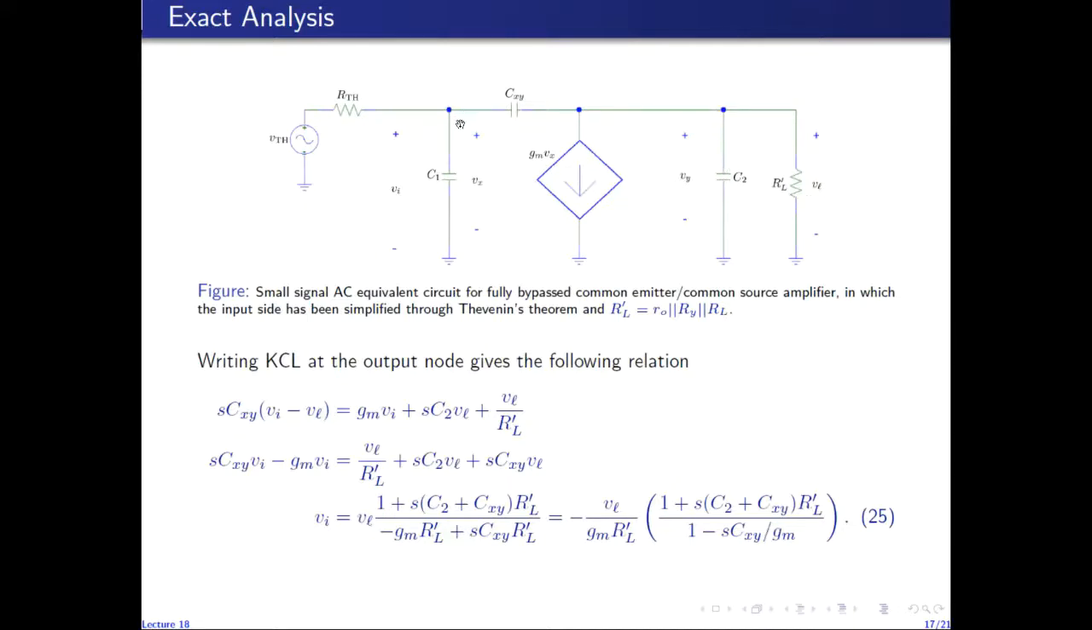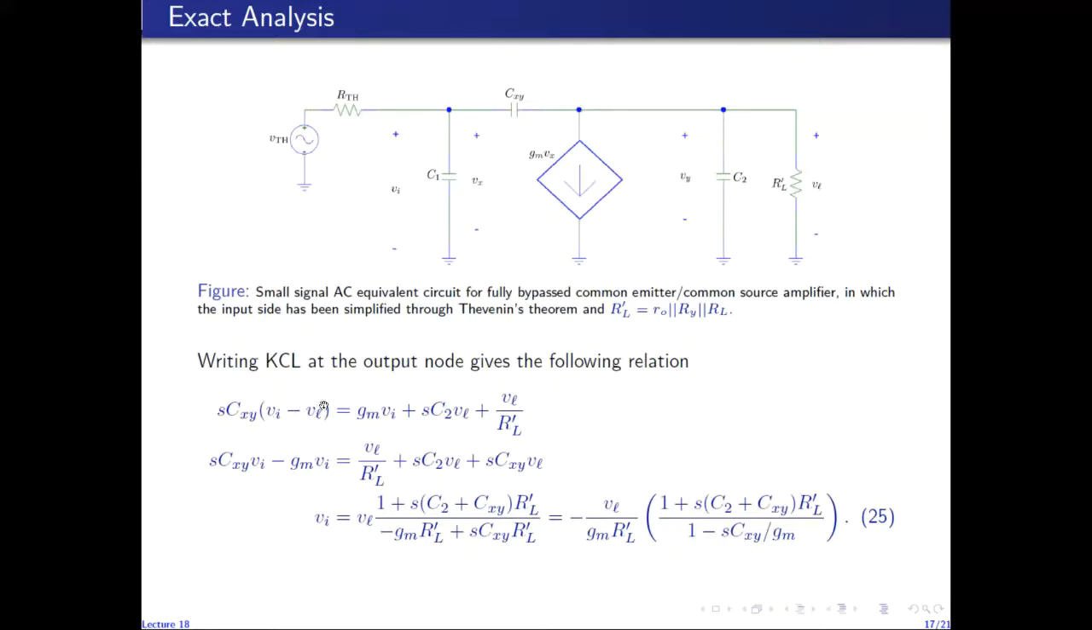So the current flowing from left to right through CXY is given by the sum of GM plus the current through C2 and the current through RL prime. So the current through CXY from this node towards this node is given by SCXY times the voltage of this node with respect to this node. So the voltage at this node is VI with respect to ground, voltage at this node is VL with respect to ground. So voltage of this node with respect to this node is VI minus VL.